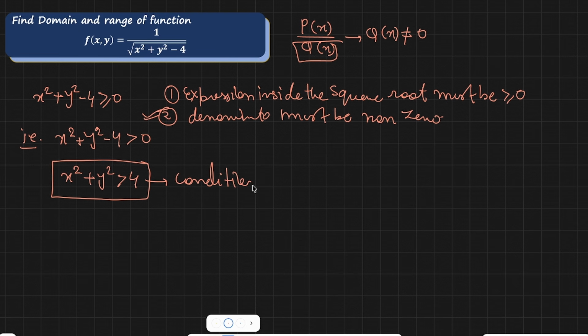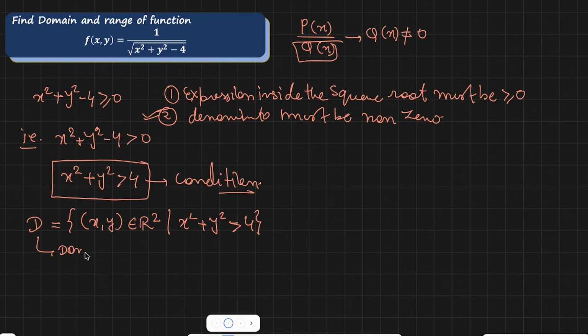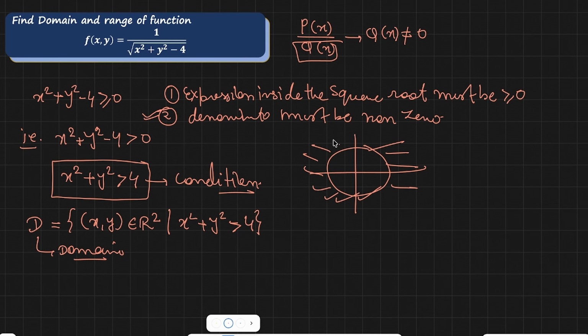This is not the domain. Keep in mind, this is not the domain, this is the condition. How to write down the domain? This is the proper way to write the domain: the collection of all those points belonging to R squared such that they follow the condition x square plus y square is greater than 4. This is your domain. Now what is the geometric meaning of this domain? The geometric meaning is simply the outside area of a circle. This is your circle of radius 2, so the domain is the outside area of the circle. If you take points on or inside the circle, the function will create a problem. So this is the meaning of it.